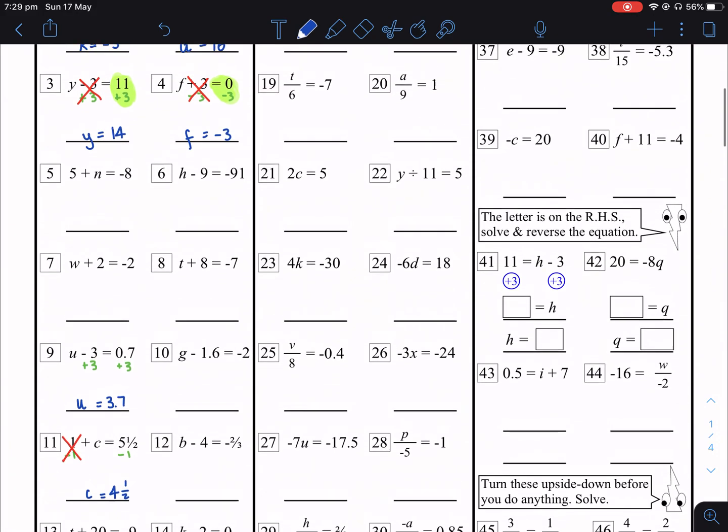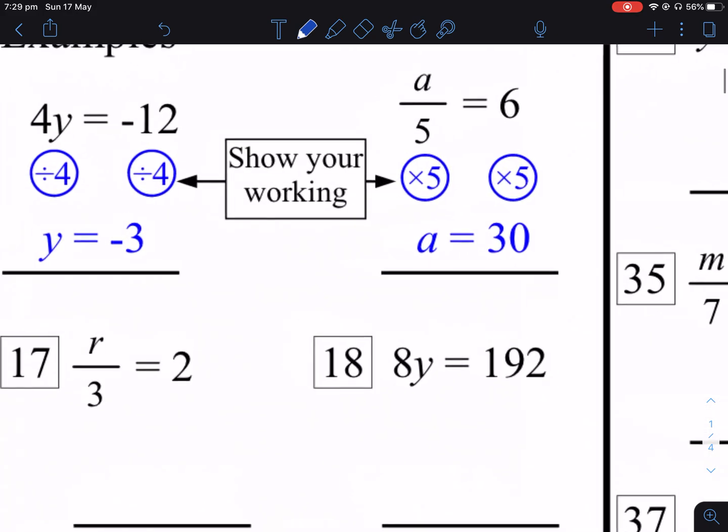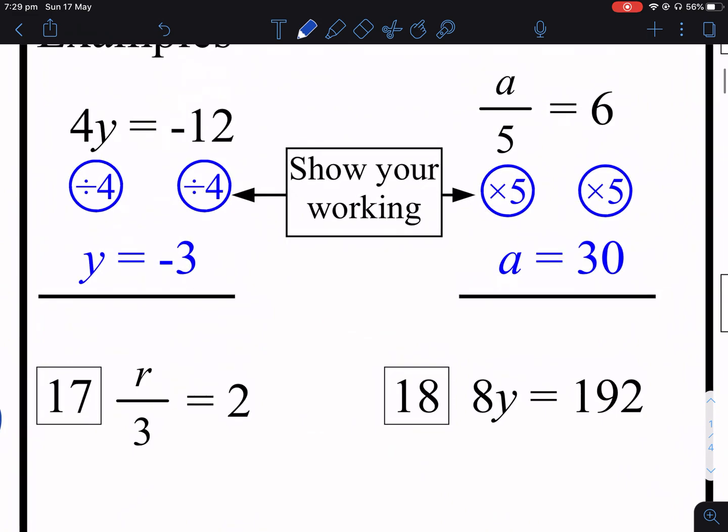Okay. The next main types you're going to get are these ones. Now, if you ever have a number in front of a letter, look at this 4y, that's the same as 4 times y equals negative 12. But in maths, there's always something that we don't like to write. Like we don't write the plus in front of positive numbers, although we do write a minus in front of negative numbers. We don't write a times if it's a number times a letter. We do if it's a number times a number.